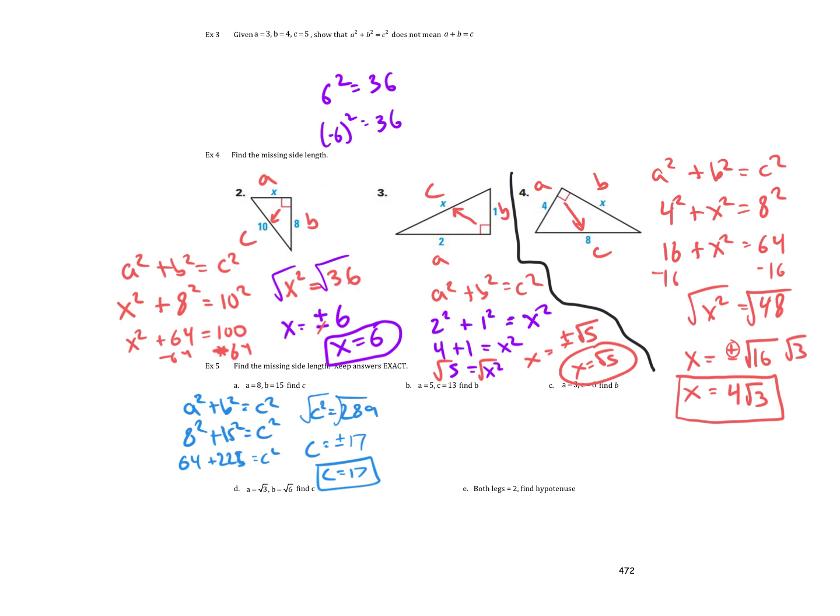For problem B, I have A and C. So here we could write 5 squared, that's A squared, plus B, I don't know, so B squared equals 13 squared. Pause the video and try this one out. All right, check your answer. Did you get B equals 12? If you didn't try it out, make sure you copy this down.